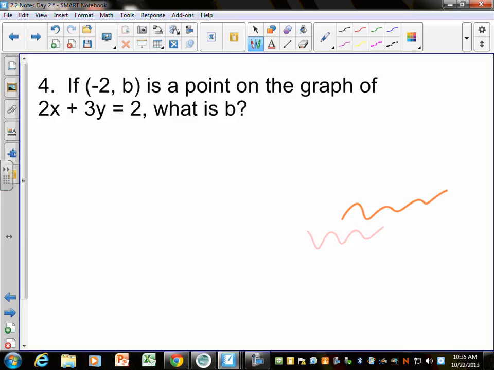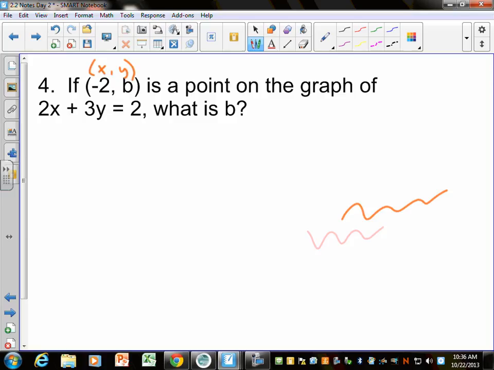What about this? It says if negative 2, b is a point on the graph of 2x plus 3y equals 2, what is b? Do you know how to do that? Plug it in. This is an x and a y, right? So can you just plug in negative 2 for x and b for y and solve that problem? That's not so bad, right? I just want to make sure you knew how to do it. Whatever you get, your answer is b. I left it as y in my problem, but then I got y equals a number, and it felt weird because it should be b equals a number. So then I just changed it to b.